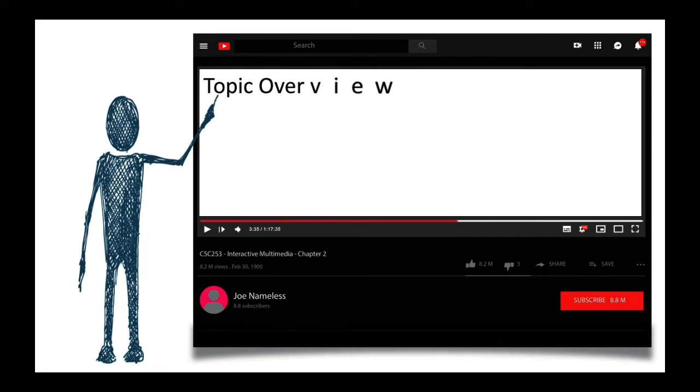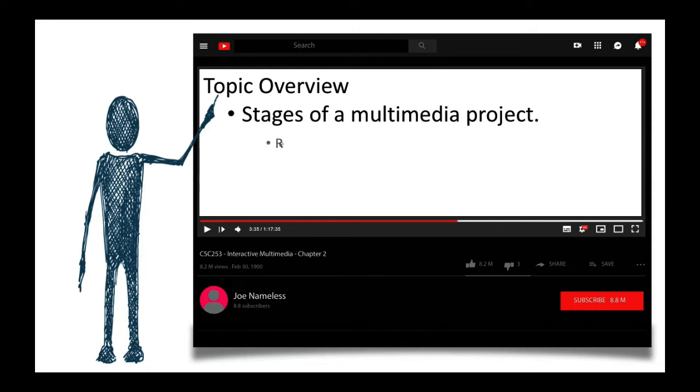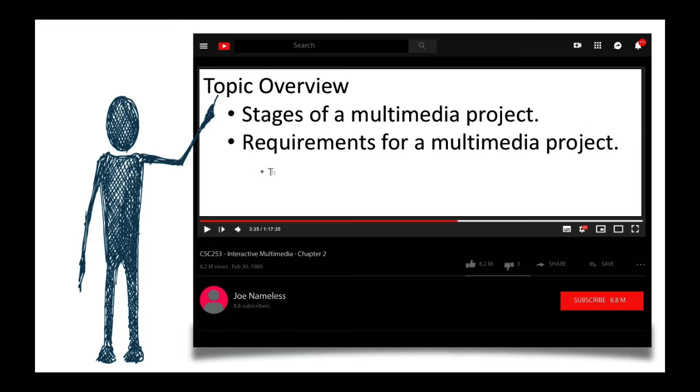Now, let's look into the overview of this new topic that we will discuss today. In this topic, you will learn the stages of the multimedia project. Other people say it is a method of multimedia project development. Next, the requirements of the multimedia project. And finally, the team members of the multimedia project development.